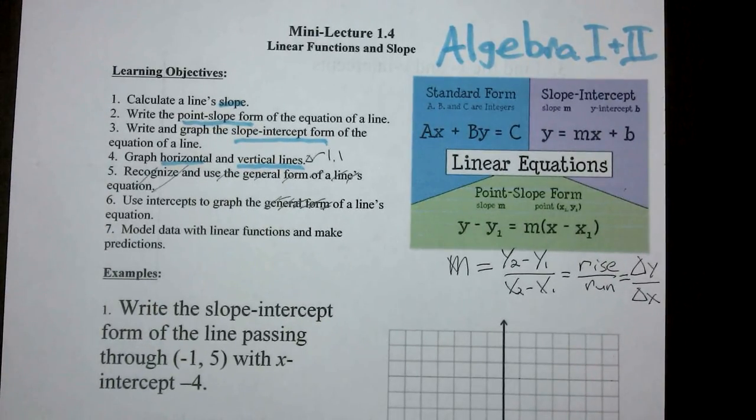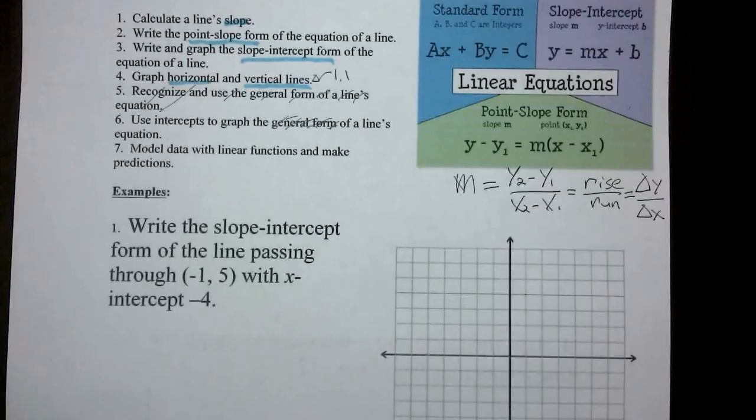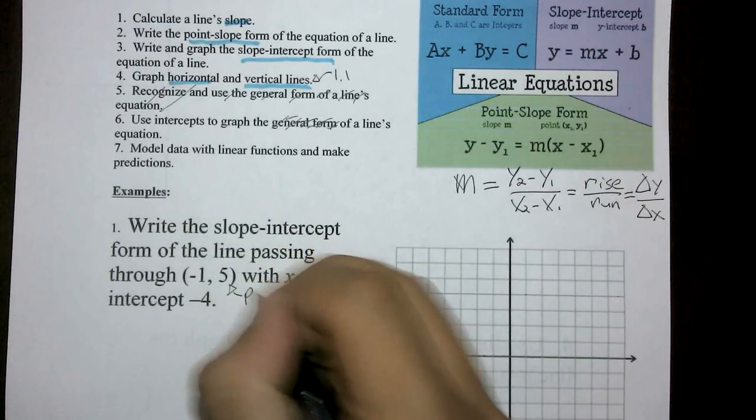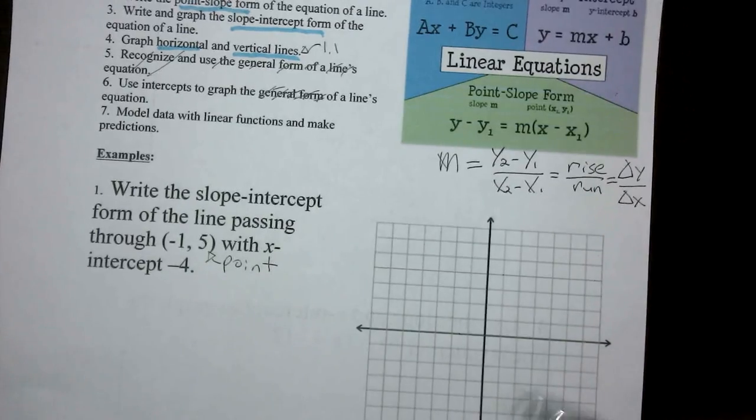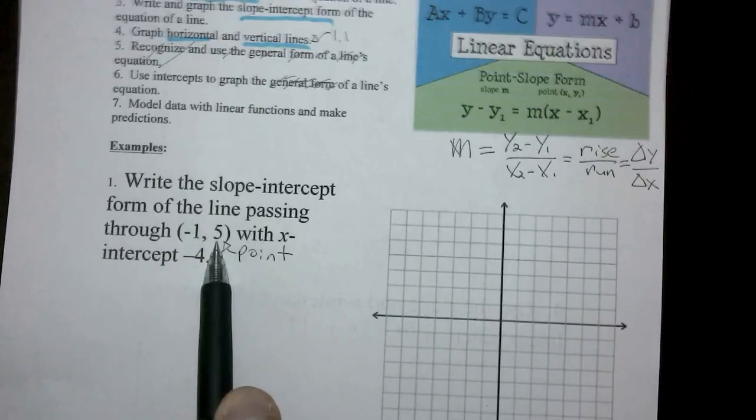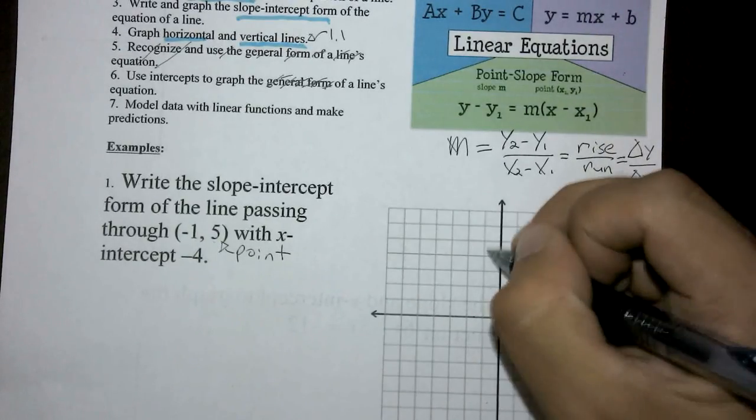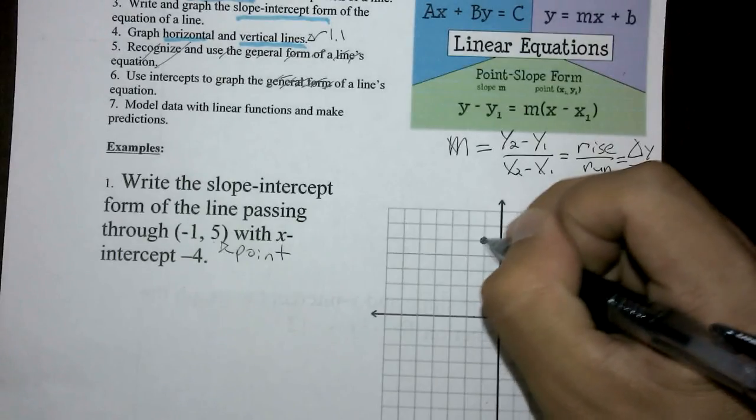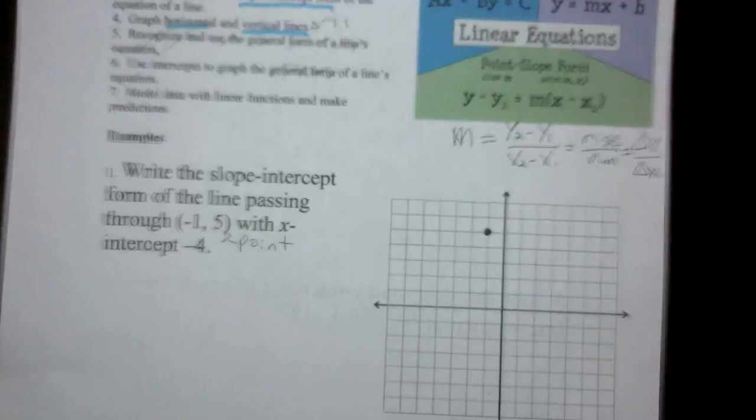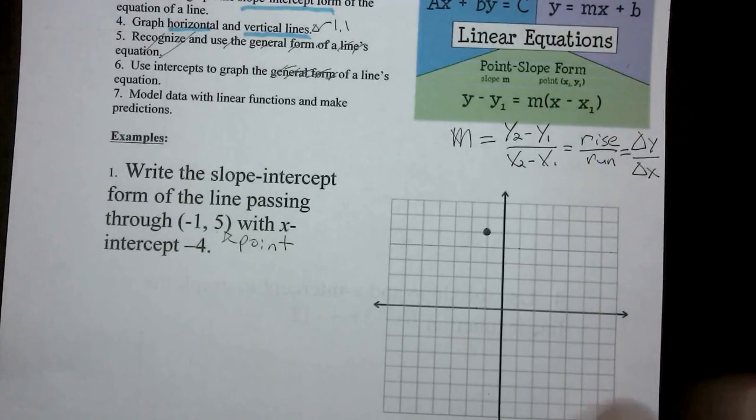So with this first example, we're being asked to write the slope-intercept form of the line passing through the point -1, 5. We're definitely dealing with a point, also dealing with an x-intercept of -4. So there's a lot that we can already use to our advantage here. If we have the graph on hand, I know this point, we can graph that out. We don't really have a set step-by-step procedure for the types of problems here because it is building on a lot of algebra you should be familiar with. So we'll just go with what we can.